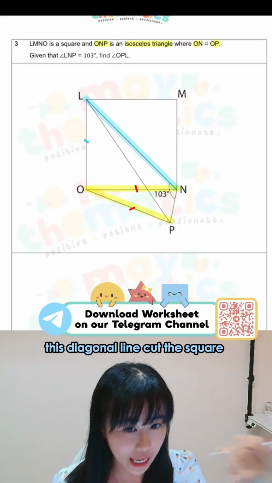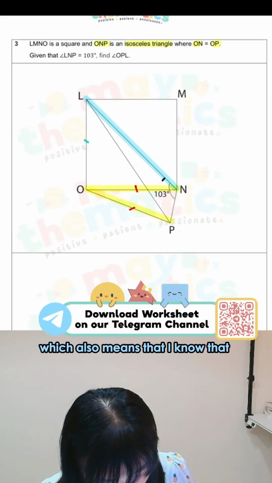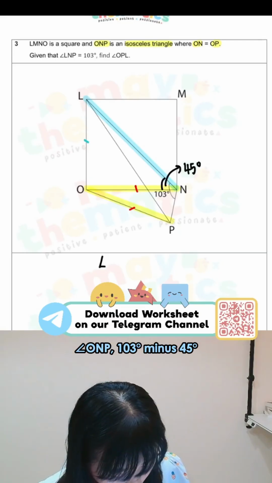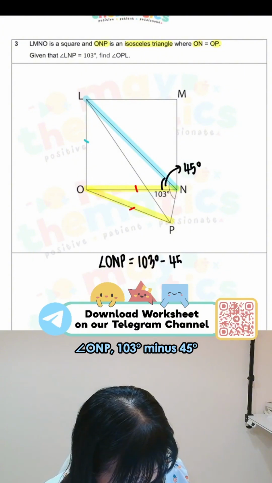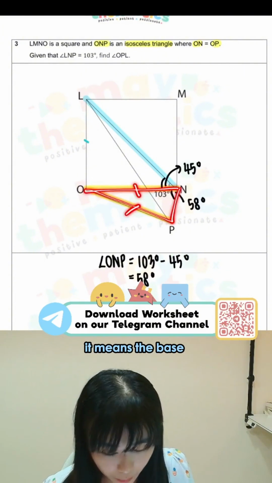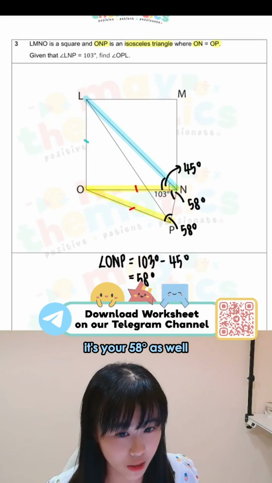This diagonal line cuts the square diagonally into half, which also means that I know that, okay, this angle right here is a 45 degree. Angle ONP: 103 degrees minus 45 degrees, I will get 58 degrees. So since these two lines are equal, it means the base of the isosceles triangle here is also going to be equal. It's your 58 degrees as well.